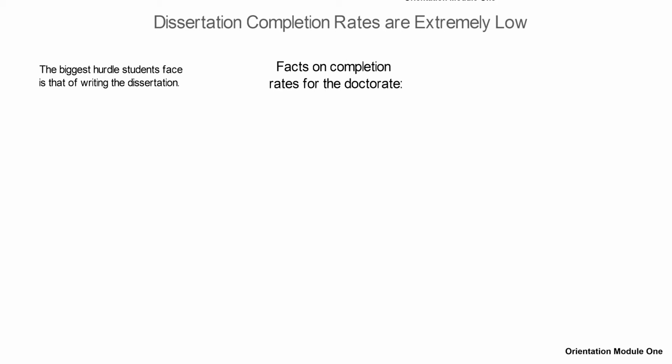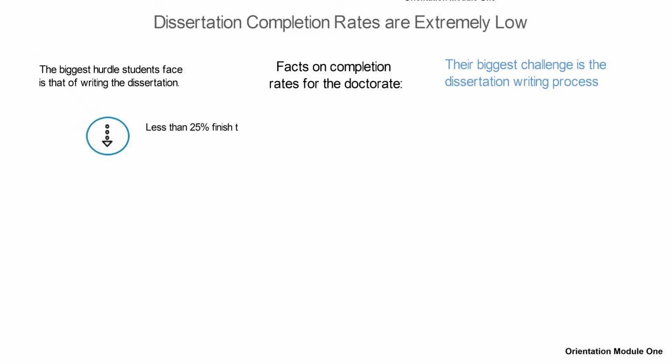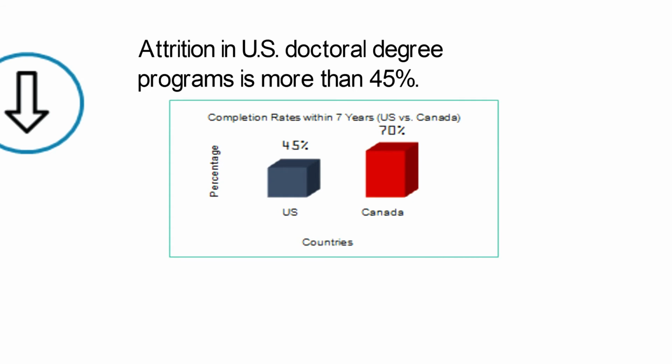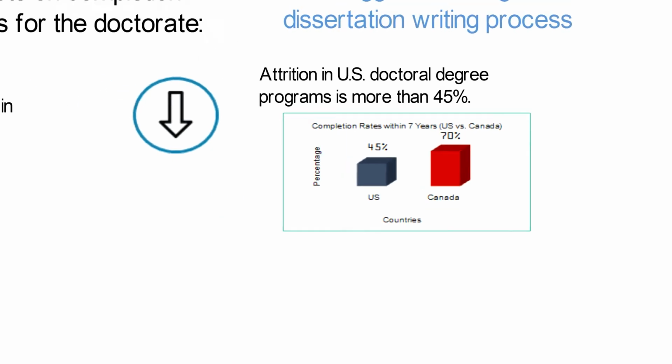For most doctoral students, completing the academic coursework is usually not the problem. Their biggest challenge is the dissertation writing process. Although they have the academic ability to succeed, less than 25% of doctoral students finish the doctorate in 5 years. Only 45% finish in 7. Overall, attrition in U.S. doctoral degree programs is more than 45%. In Canada, however, about 70% finish in 7 years.